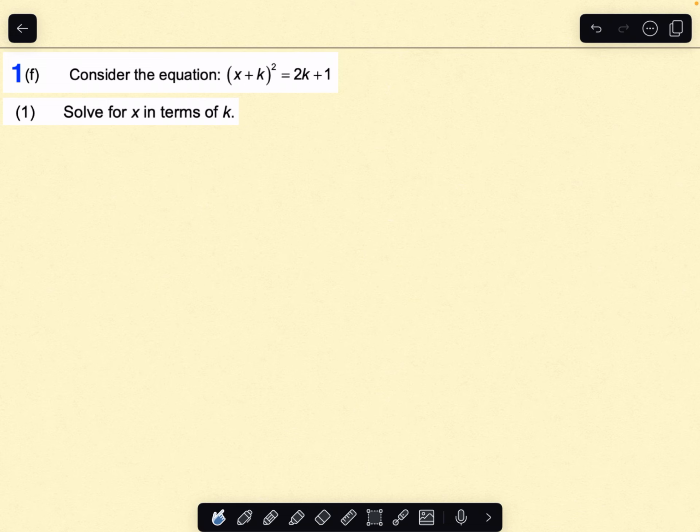IEB May 2024 paper 1. We're looking at question 1F. Consider the equation (x + k)² = 2k + 1. Solve for x in terms of k.